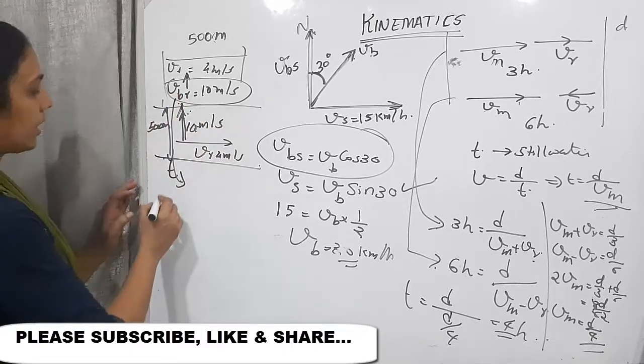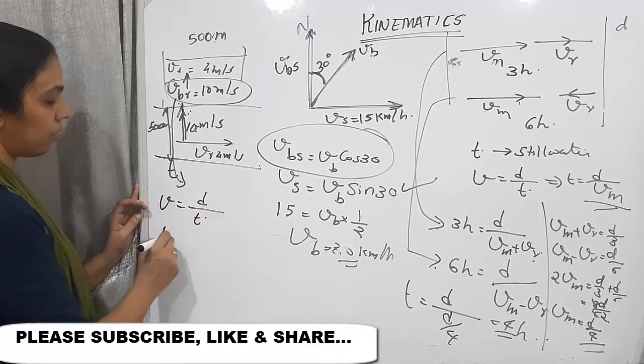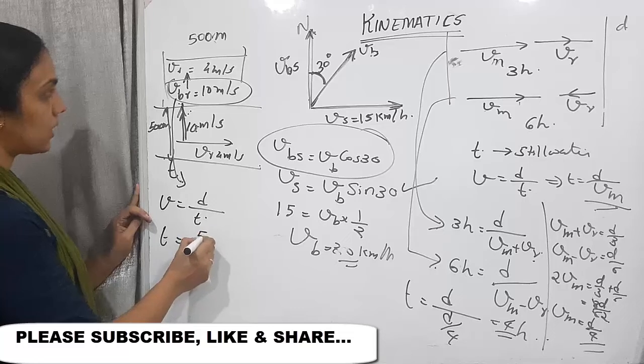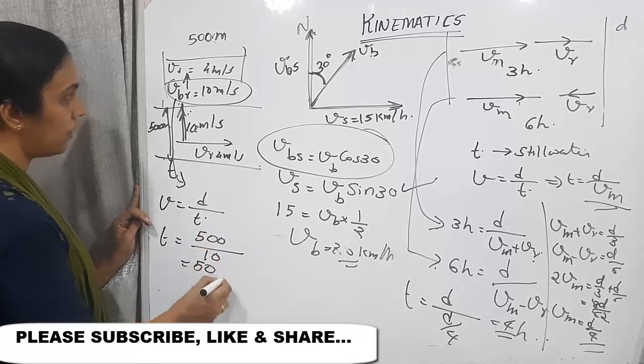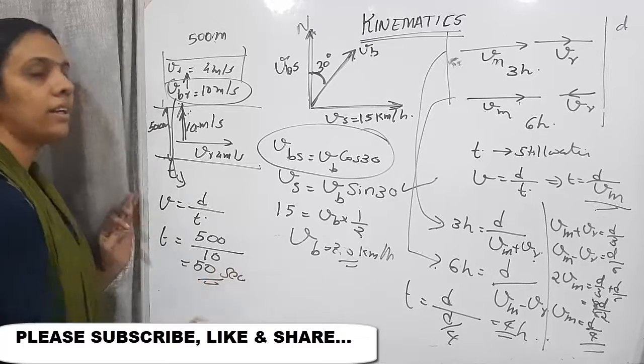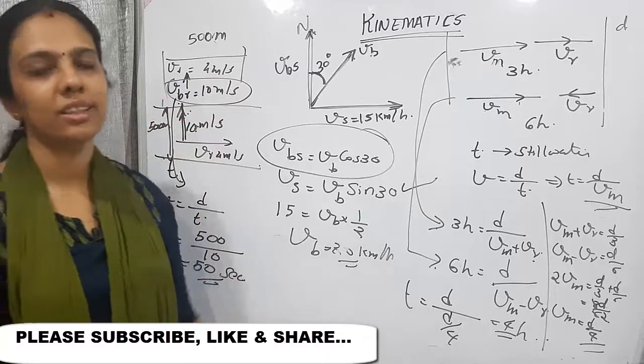So here velocity equals displacement divided by time. Therefore time equals displacement 500 divided by 10. It is equal to 50 seconds. Okay, clear? The velocity of the boat with respect to the river is given, so no other confusions.